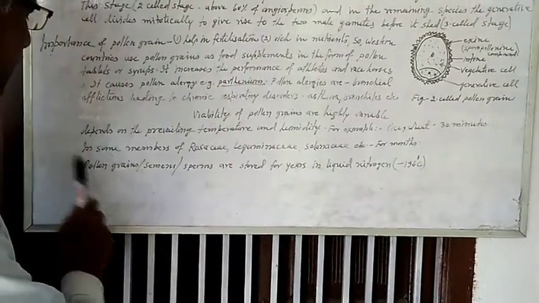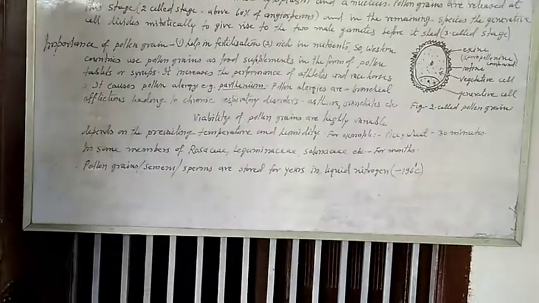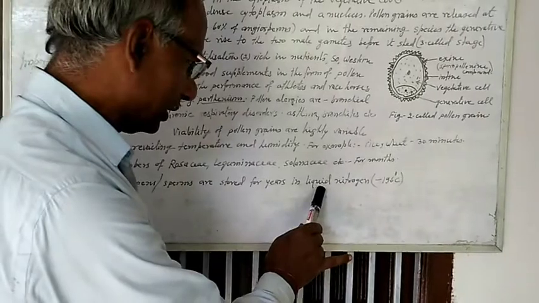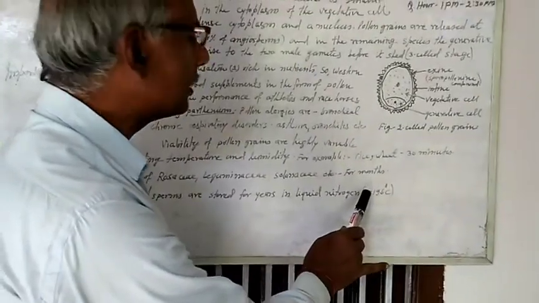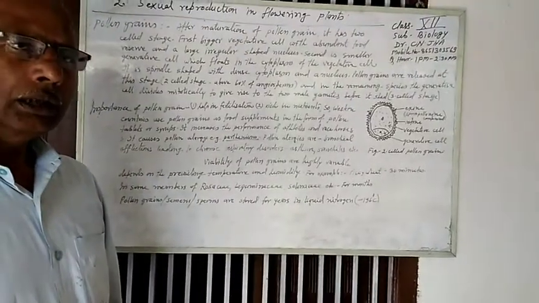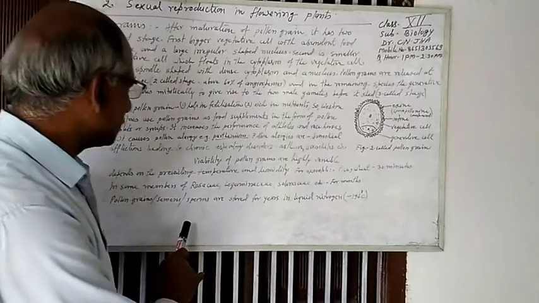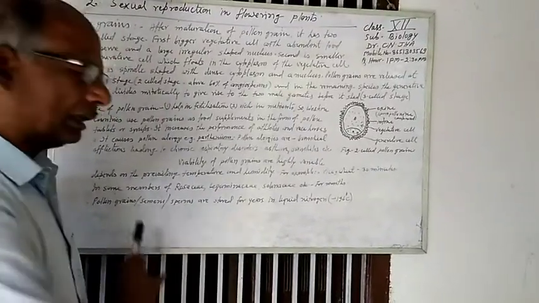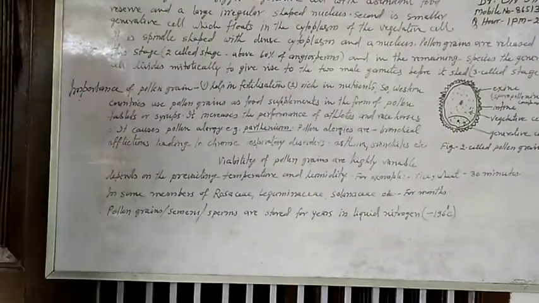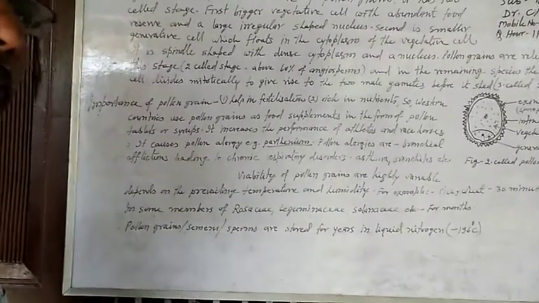These pollen grains, or semen and sperms in animals, are stored for years in liquid nitrogen, meaning minus 196 degrees C, in the form of pollen banks, semen banks or sperm banks for artificial insemination or pollination.